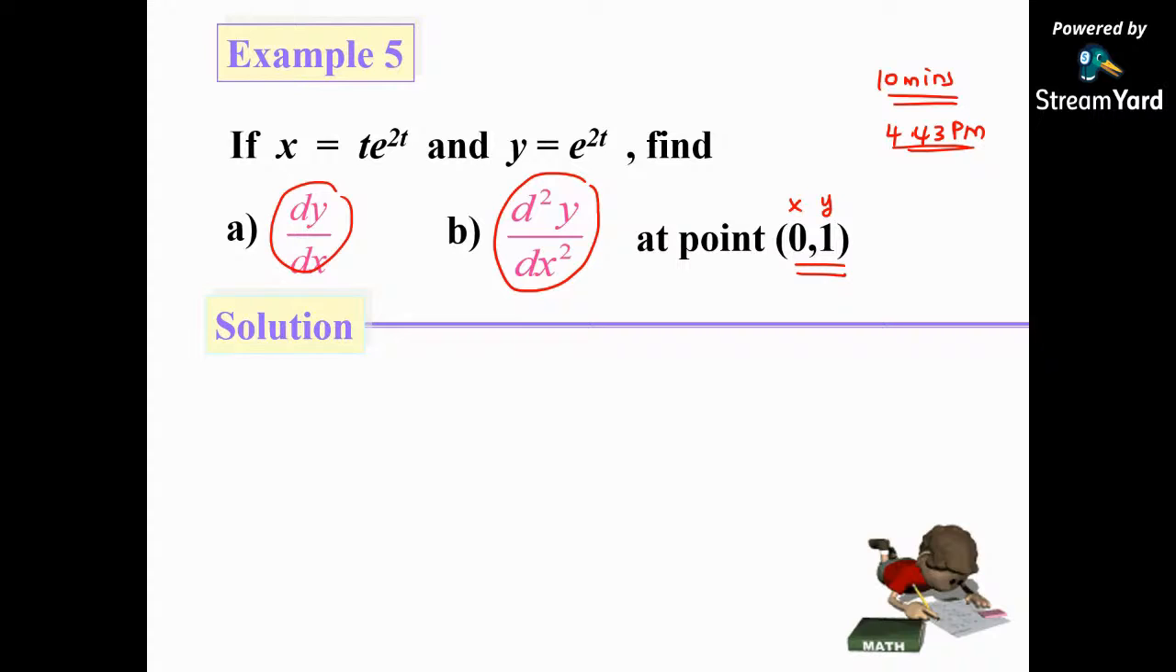Is there anyone who has got the answer? If you have got the answer, you can write down your answer and then we're going to check what is your answer later. So you can easily write down A equal to something, B equal to something. After that, we're going to check our answer together.